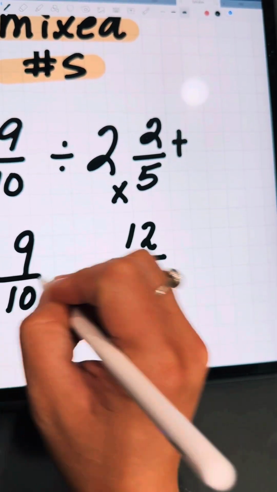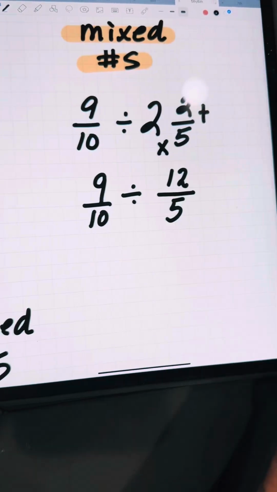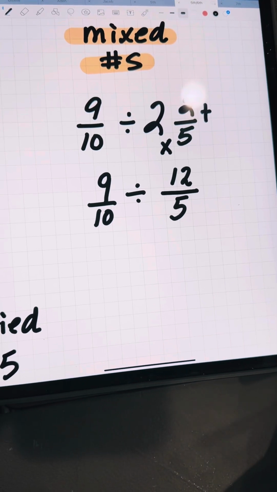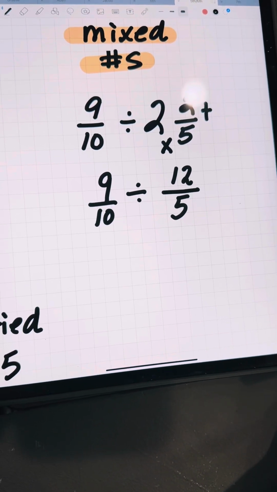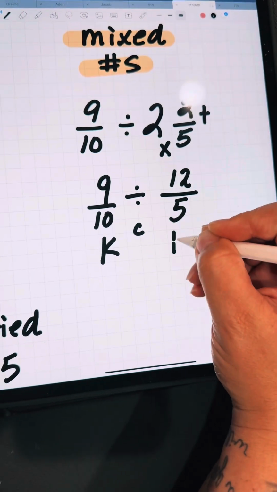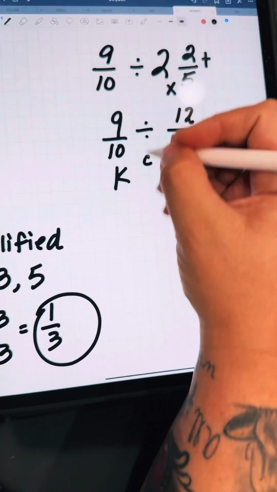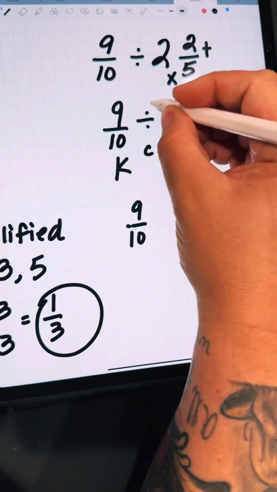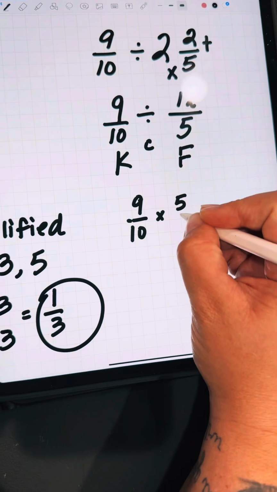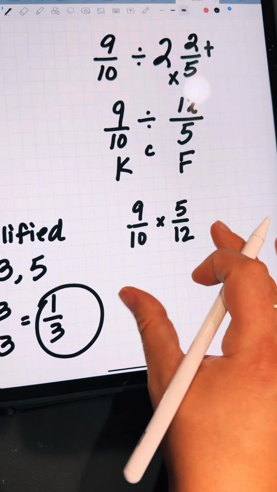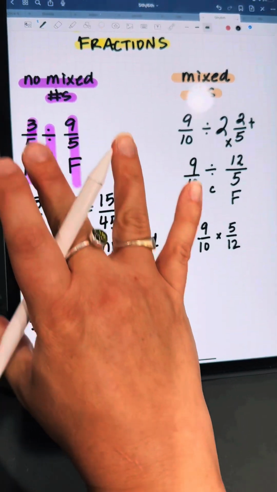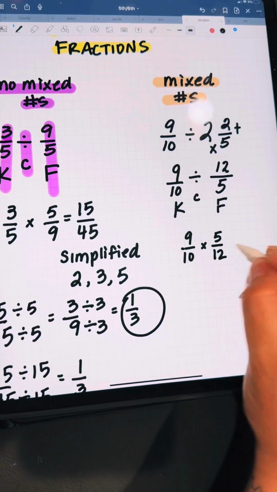I'm going to rewrite the front of my equation so that now I can get to business. That's really the only thing that's different. This is also a problem in the workbook. It's the first one that we have highlighted, so you can make sure it's done correctly. Now we do our keep, change, flip, and eventually our simplification. We're going to keep 9/10, change our division to multiplication, and flip our 12/5 to become 5/12. Notice that after we've converted our whole number situation, our mixed number, the steps are the same. We're going to multiply across.